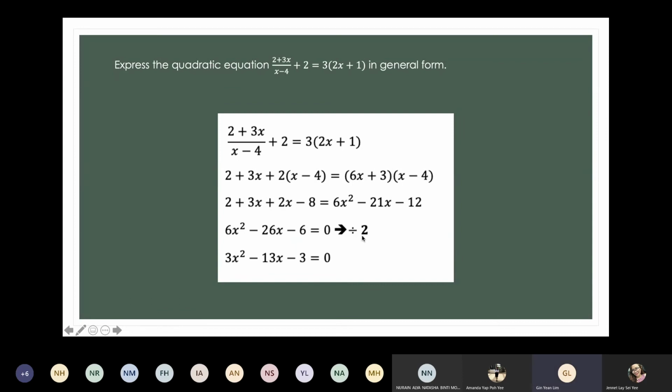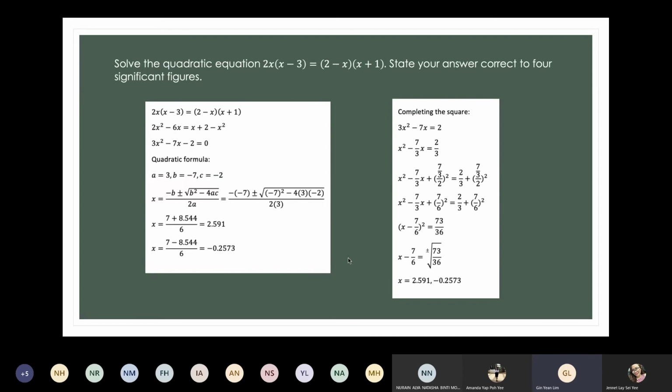From here, you will see that it is not in the simplest form. We need to form the simplest form for the quadratic equation. So you divide the equation by 2 and you will get 3x squared minus 13x minus 3 equals 0. Okay, is there any problem, students? No. Okay, thank you. From the comment here, Shahira says she lost internet connection. It's okay.